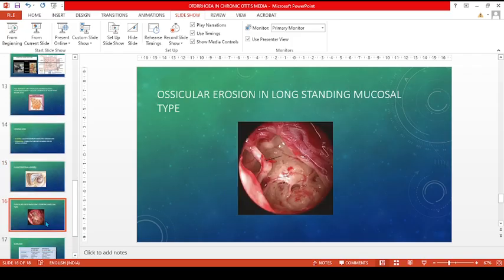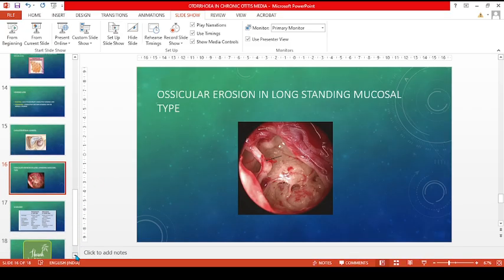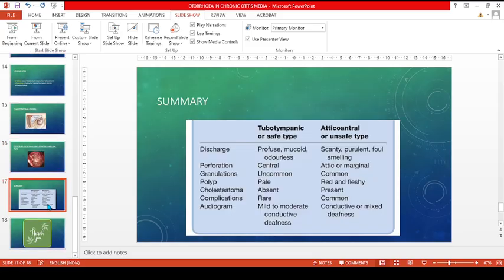The hearing loss degree depends on the degree of ossicular erosion in case of long-standing mucosal type. The most common ossicle to get damaged is the long process of incus, especially the lenticular process, because of its precarious blood supply. Next to that would be the stapes suprastructure, and the last one would be the handle of malleus. So tympanic membrane perforation alone may cause less hearing loss, whereas tympanic membrane perforation with ossicular erosion may cause more hearing loss. To summarize, the differences between tubotympanic and atticoantral disease.